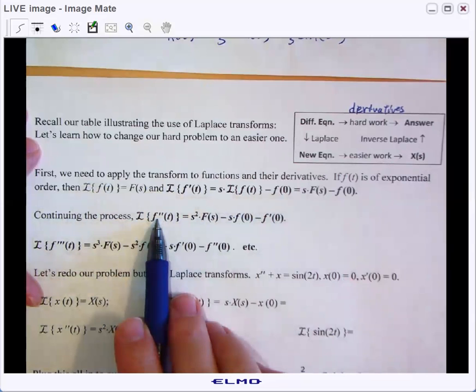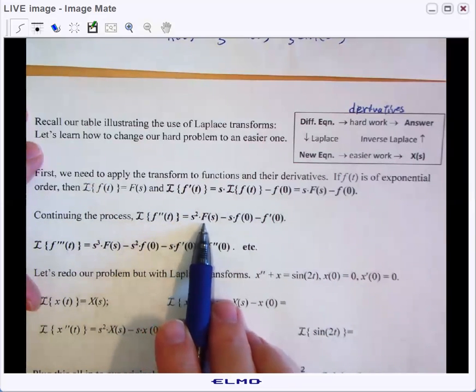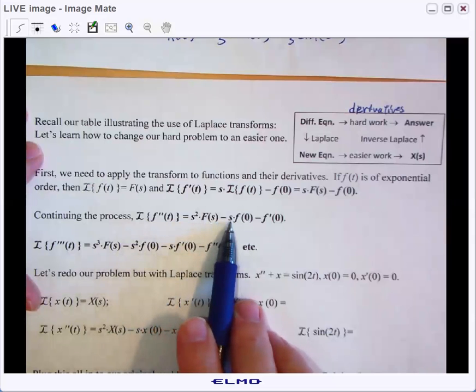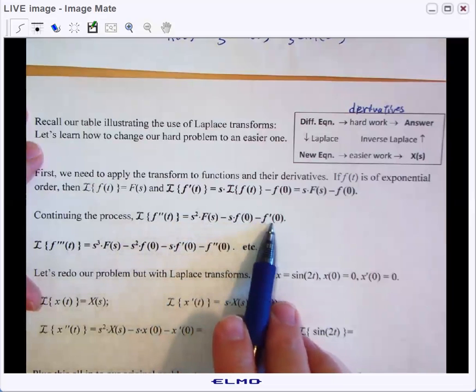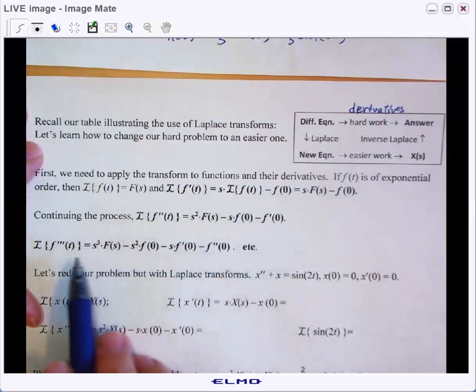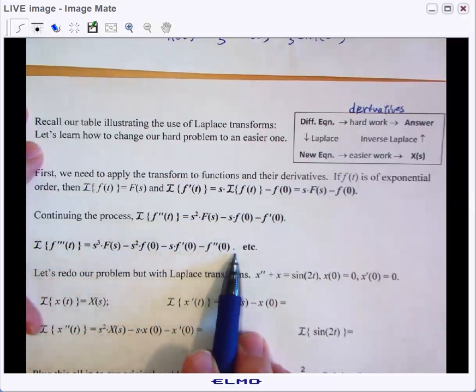Doing it again, the second derivative is going to give us s squared times cap F of s minus s times f of 0 minus f prime of 0. And we can continue to a third derivative and higher derivatives as necessary.